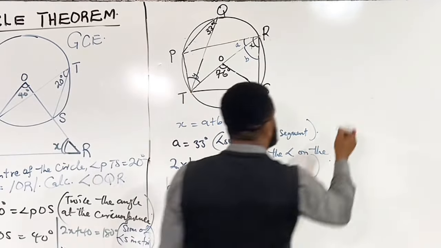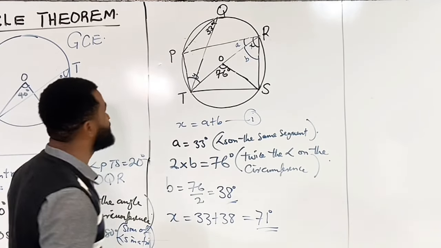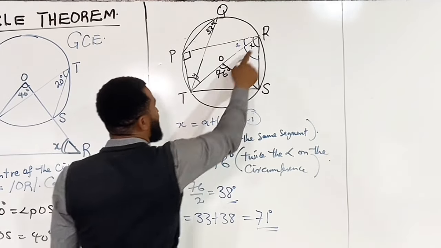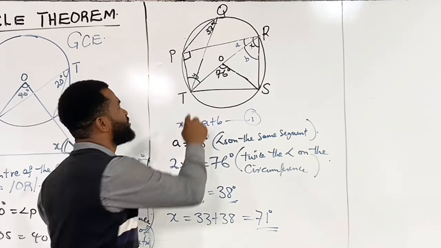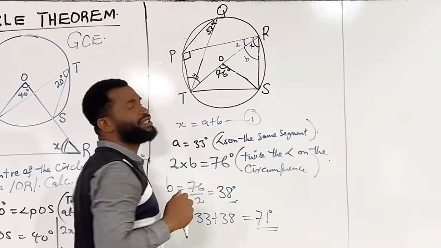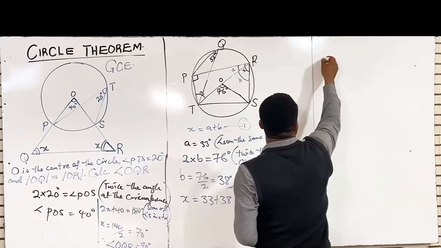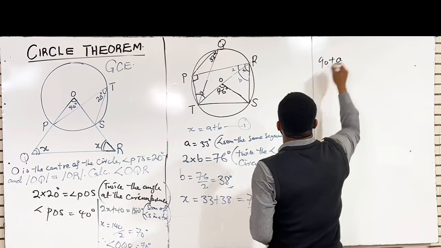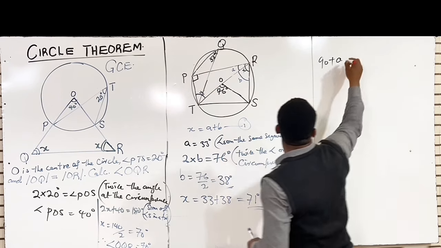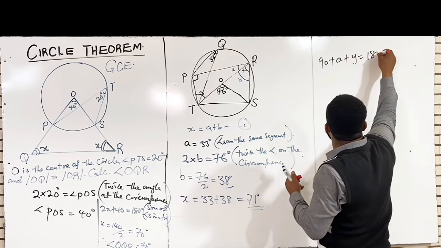All right, it's going to be easier. I was thinking it was going to give me a hard time. But then this is going to be angle 90 degrees. Why? Because TR is a line which passes through the center of the circle, so it subtends angle 90 degrees at the circumference. Therefore, I'm going to say that 90 plus A, remember this is A, plus y is equal to 180 degrees.